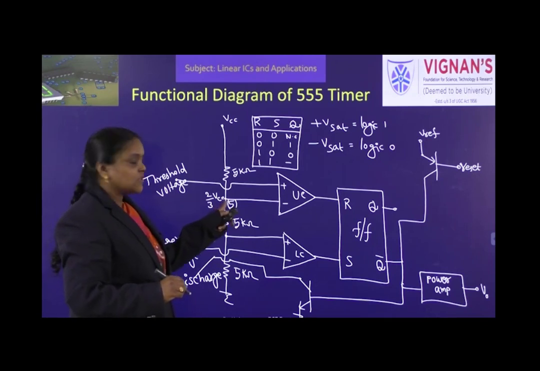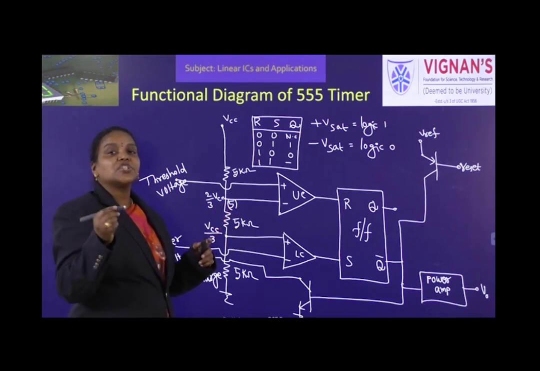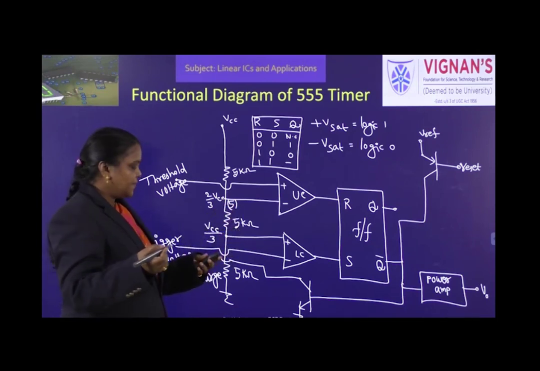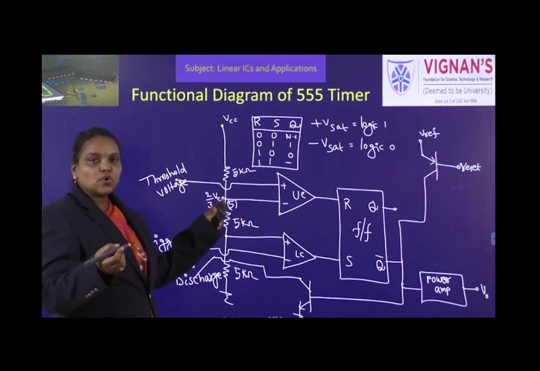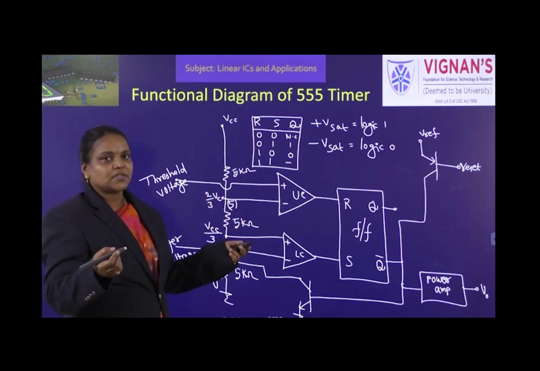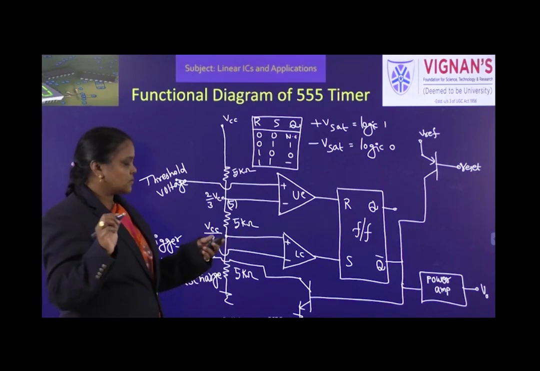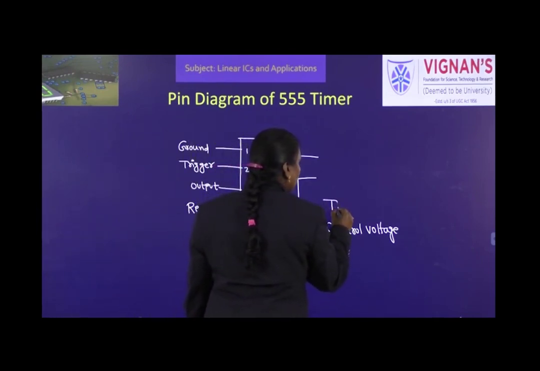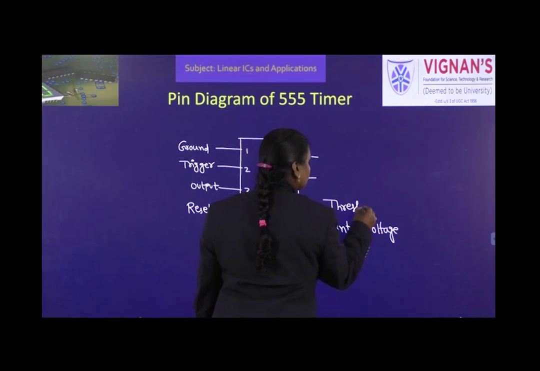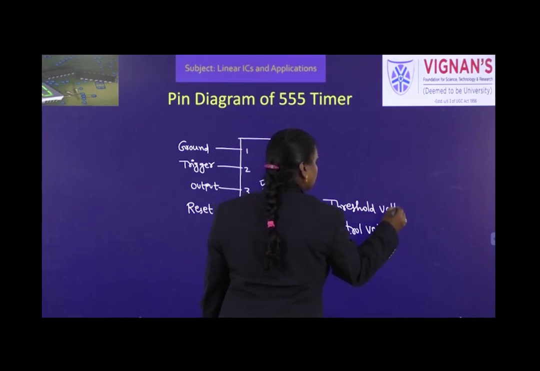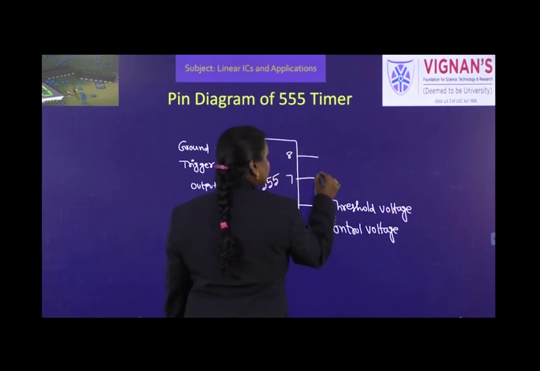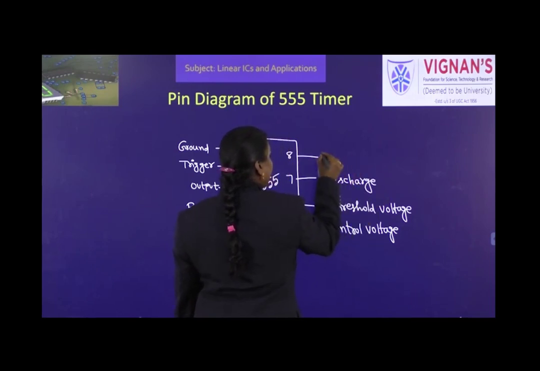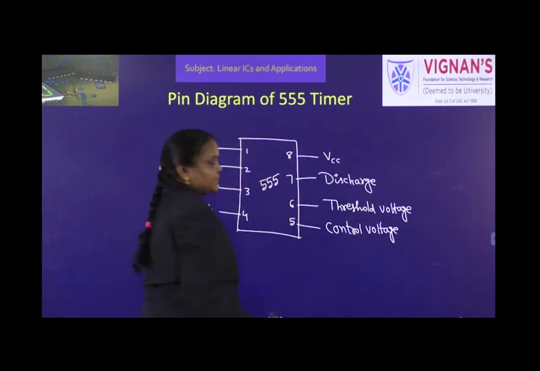Usually we don't use this, but when we want to generate pulse width modulation or pulse position modulation, it will be given some more input also. Otherwise we connect this to ground through a 0.01 microfarad capacitor to bypass the supply ripples. And the 6th is threshold voltage. Seventh is discharge. And 8th is supply VCC.